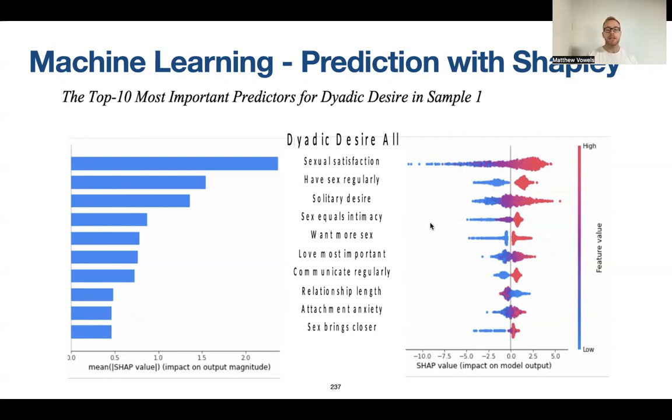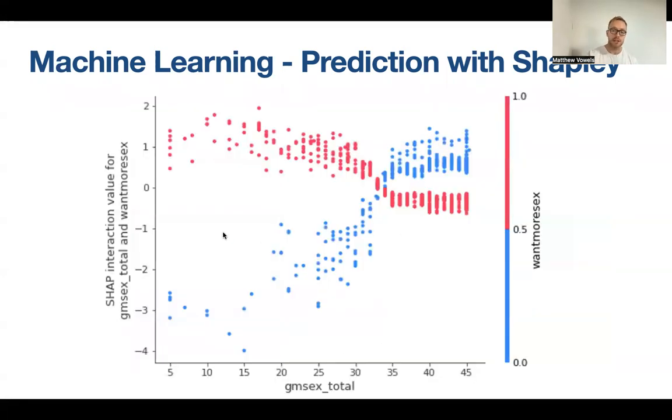The other benefit of Shapley is that because it considers all of the interactions between variables, we can also look at interaction plots. This is quite a nice three-dimensional graph where we have the impact on the prediction of dyadic desire, as we did along the x-axis in the previous slide. Now we have it on the y-axis. Along the x-axis, we have sexual satisfaction. And these points are colored according to whether or not the individuals want more sex. So this is sort of like a binary categorization: people that want more sex, people that don't want more sex.